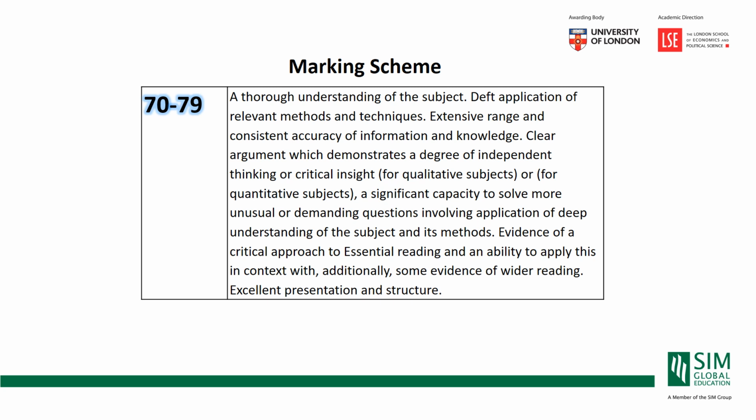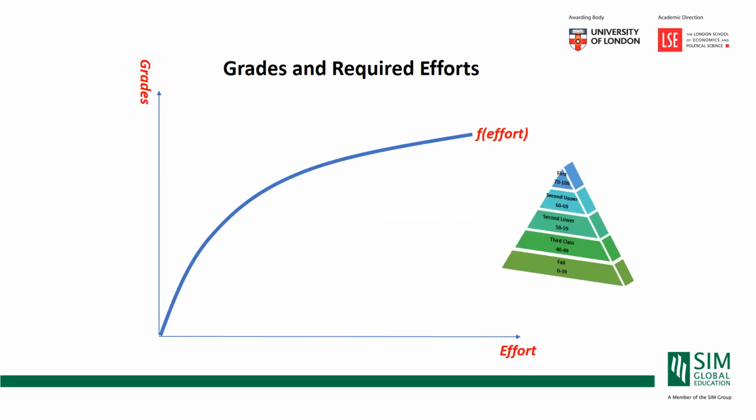You can see from here the requirements to get a 70 are very, very stringent. To some extent, the examiners are actually expecting the students who have scored 70 to be as good as the examiner. So that kind of quality requires lots of hard work. So this graph will tell you what kind of effort you need in order to get the grades.